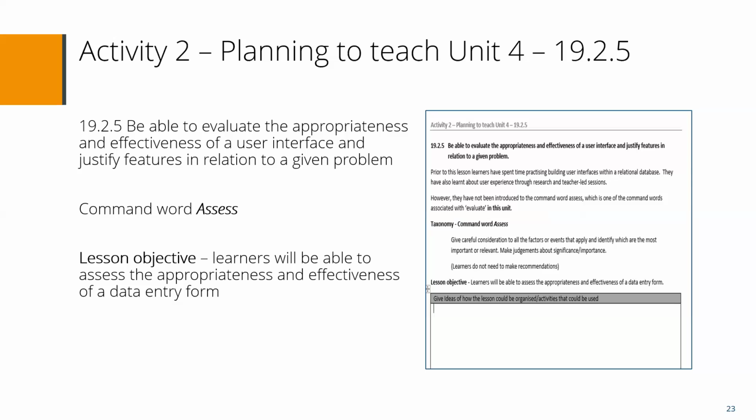So in your delegate booklet, activity 2, planning activities, you can see we have a question from Unit 4. Be able to evaluate the appropriateness and effectiveness of a user interface and justify features in relation to a given problem. So that's taken direct from the spec. It's one of the spec items.